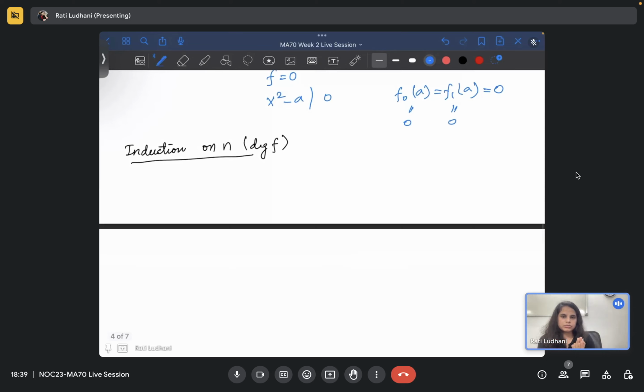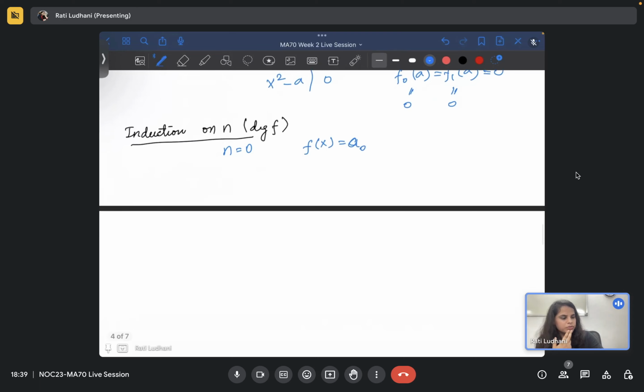F could be anything now, because when you apply induction, the polynomial could be taken as anything. So if you take n equal to 0, you have the constant polynomial which is non-zero, f(x) is just a0. Then x² - a will not divide this, right? And f0 of this is non-zero, because I'm saying f is a non-zero polynomial.